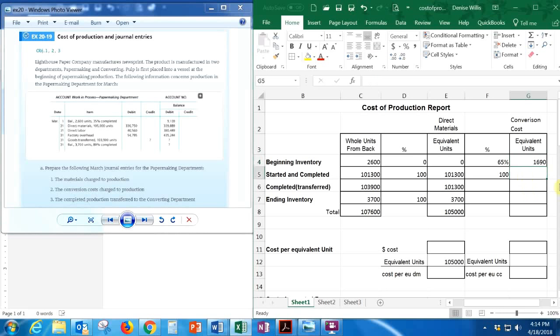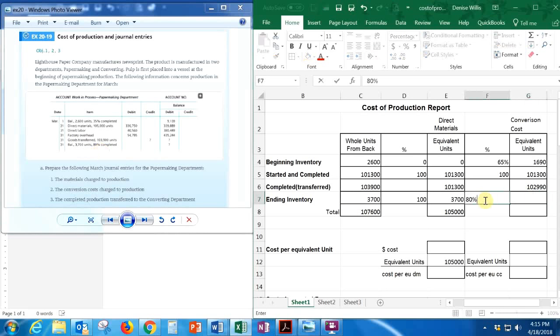Now, started and completed by definition is 100%, so we can just repeat that number. We can add those two together. The 1690 and the 1013 should give us 102990. Okay, now let's look at ending inventory. We have 3,700 whole units in production. Over here it says they are 80% complete. That 80% is what was done this period.